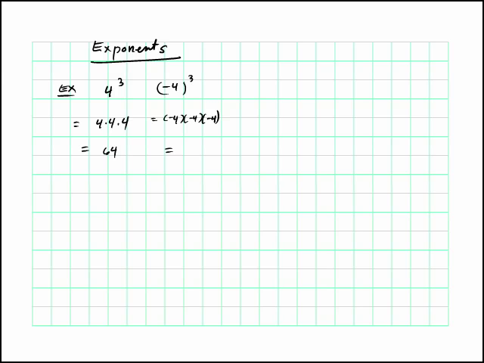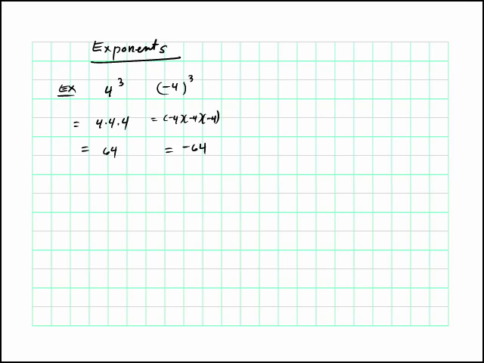Exponent review. Four cubed. 4 cubed means 4 times 4 times 4. And if you multiply that together, you get 64. Negative 4 cubed, in parentheses, means negative 4 times negative 4 times negative 4. Multiply those together and you get a negative 64.